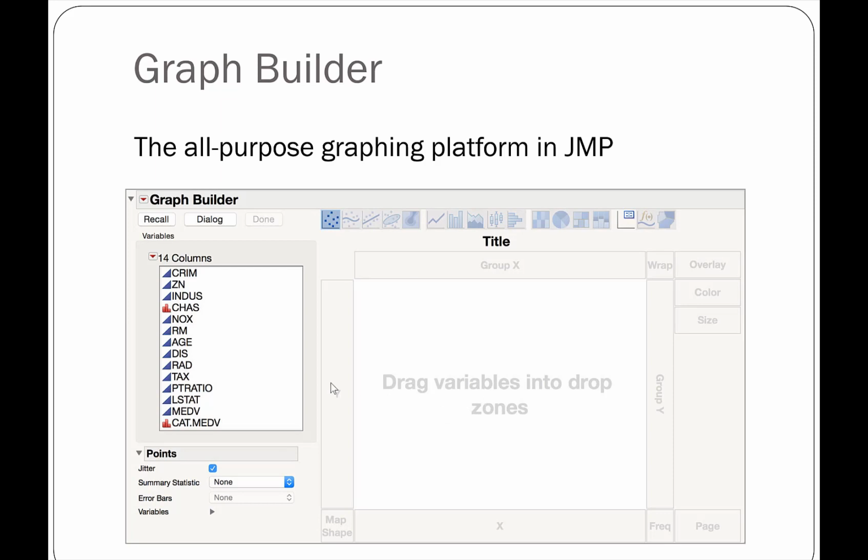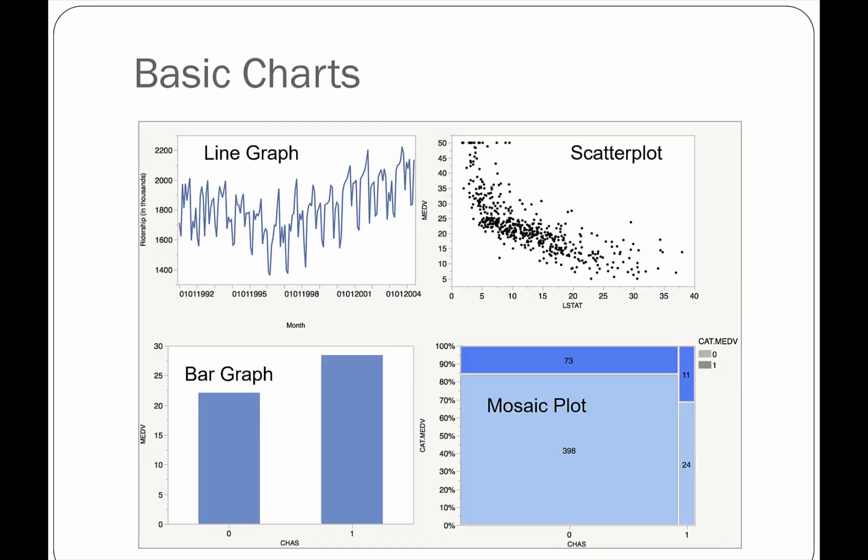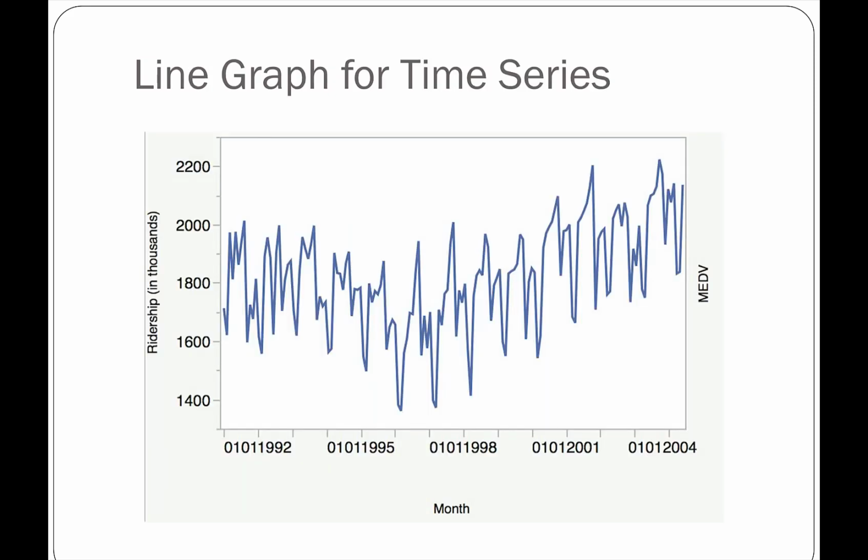So for our y variable, we could pick whichever one it is we want, put it here. For an x variable, drag it down here, put it in here. And if we want to look at some of these basic charts that we talked about, we have the line graph, the scatter plot, bar chart, and the mosaic plot. And we'll talk in more detail about each of these.